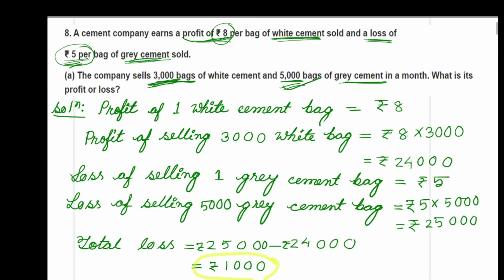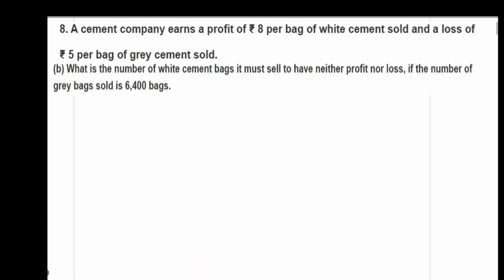Okay, come to the next part of this question. This is the last, or not the last, okay, one more question is left. A cement company earns, okay, this part is same only, 8 rupees per bag for white cement profit and loss of 5 rupees per bag for grey cement. What is the number of white cement bags it must sell to have neither profit nor loss? Neither profit nor loss, that means profit and loss both are same, equal. When both profit and loss are equal, that means no profit, no loss.